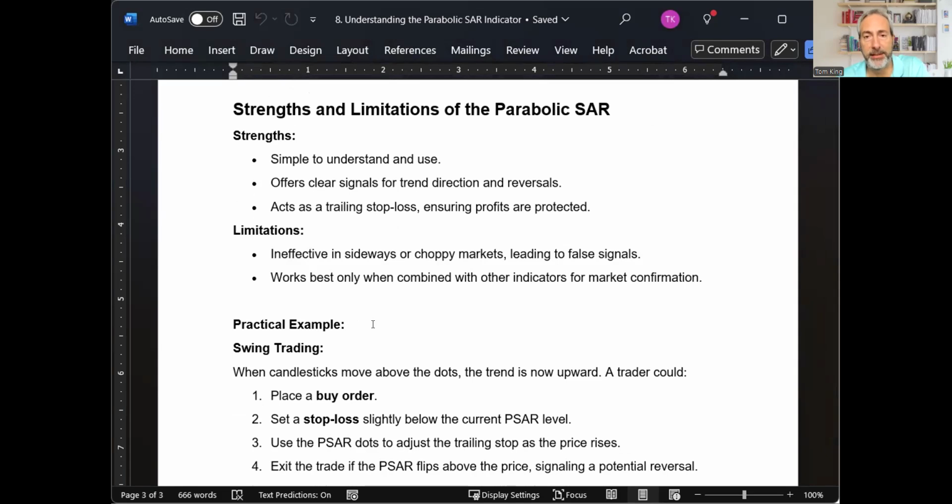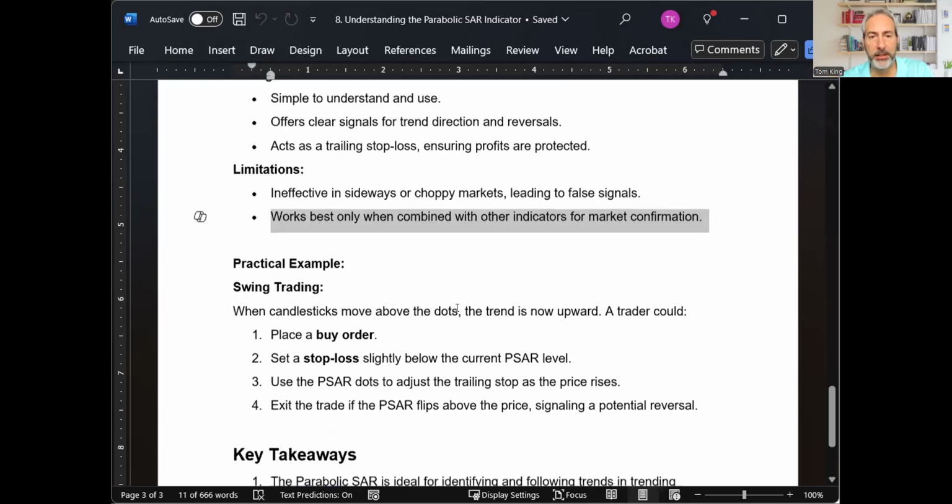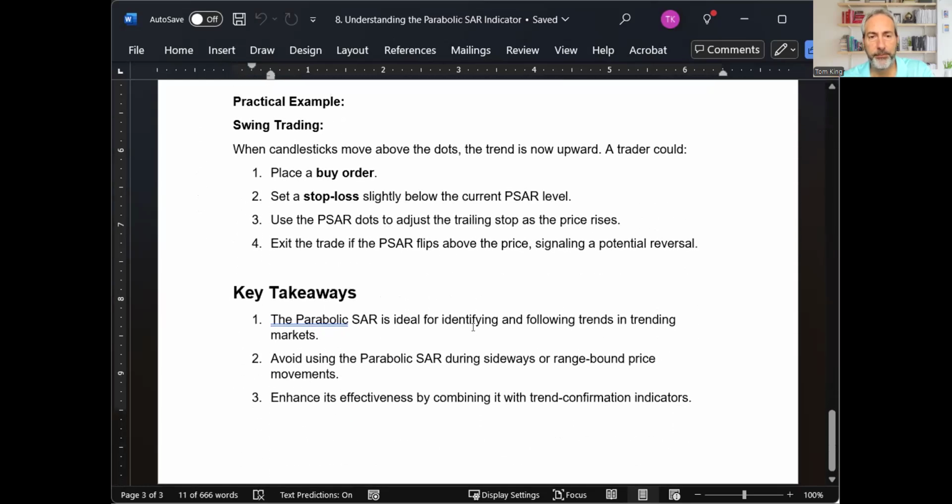There's a handful of these stocks that have just been moving sideways that you really can't get a handle on right now. And it works best when combined with another indicator out there.